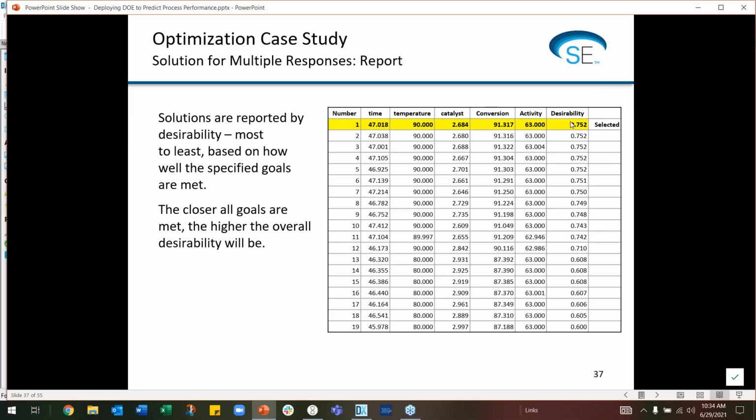People do think that they need to maximize desirability, and that is absolutely not true. Desirability is just a relative ranking of the solutions that were found. So it doesn't matter if your desirability is 0.7 or 0.3. The solutions at the top are more desirable than the solutions at the bottom. And so that is what you should focus on, not the actual value of desirability, which is just a mathematical evaluation of how close these final numbers were to the goals that you set.